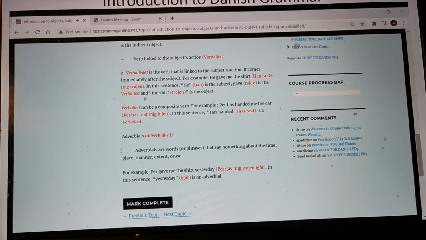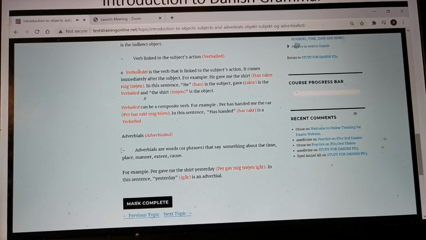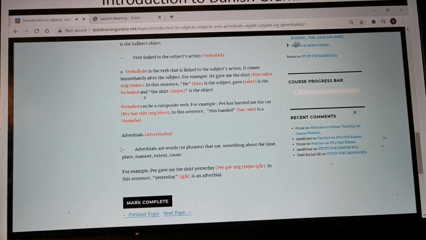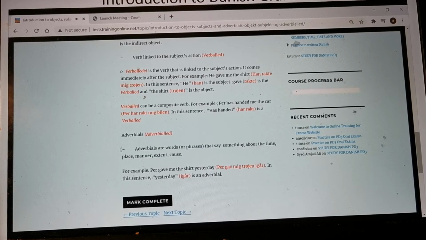Adverbials, adverbiallet. Adverbials are words or phrases that say something about the time, place, manner, extent, cause. For example, Per gave me the shirt yesterday. Per gav mig trøjen i går. In this sentence, yesterday, i går, is an adverbial.